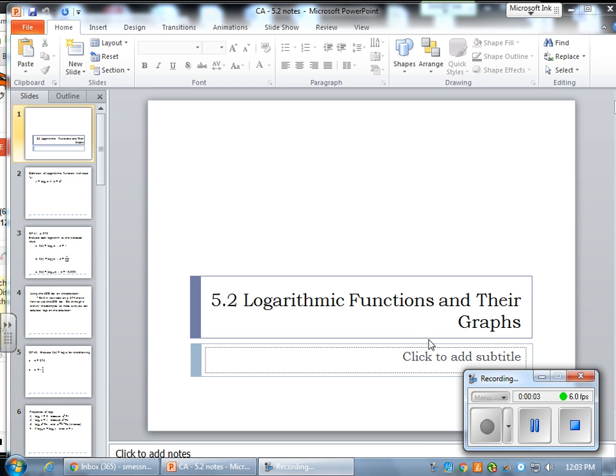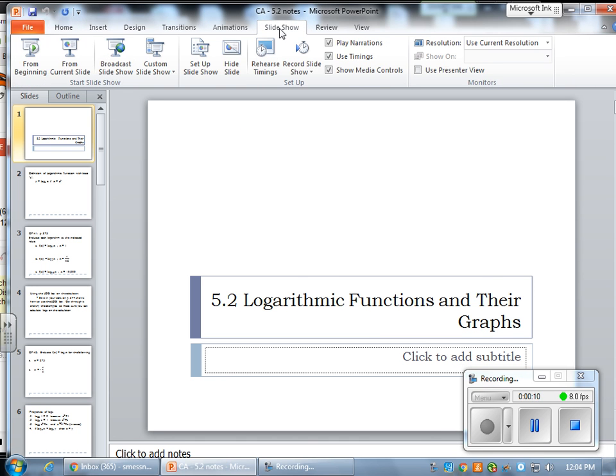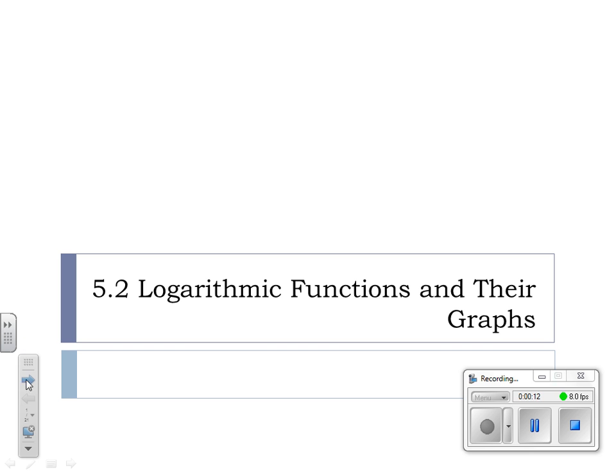This is lesson 5.2 on logarithmic functions and their graphs. So please turn to page 373, I think, in your textbook, and we will get this one started.